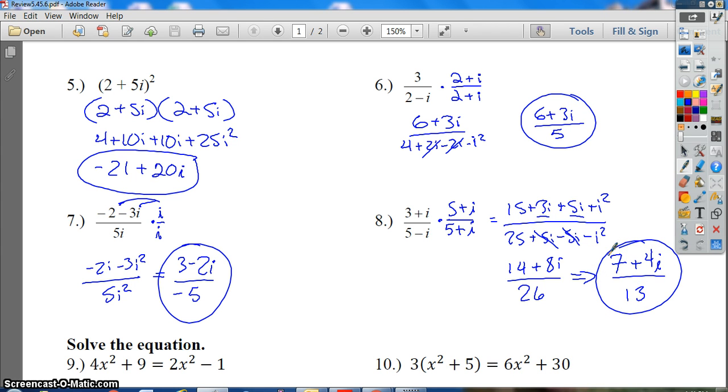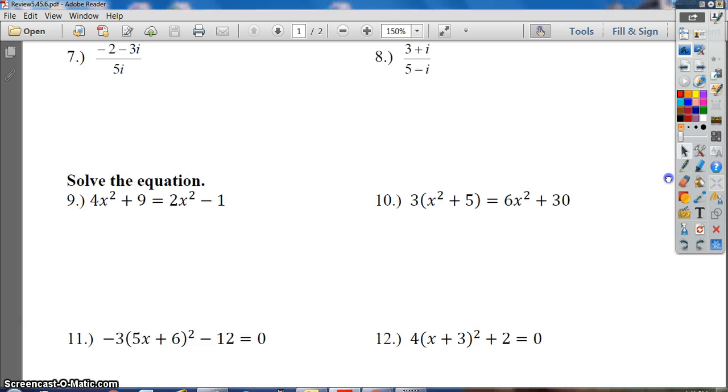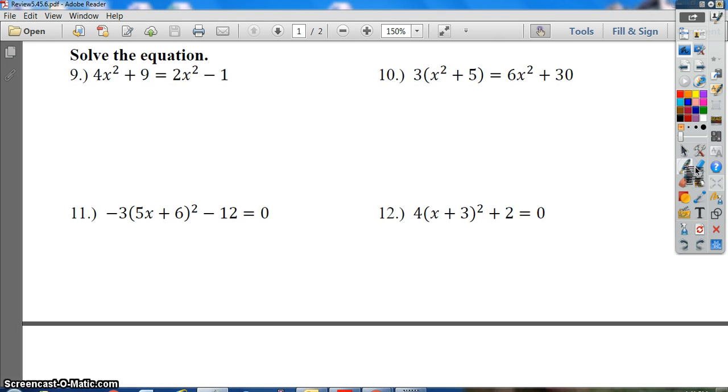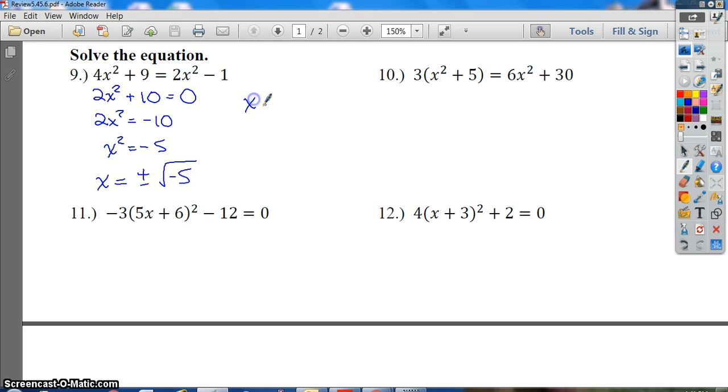Okay. Let's jump down to 9 through 12. There is no quadratic formula in the front, so I'm going to subtract 2x squared over. And then I'm going to add 1 to 9. Let's see here. Well, it looks like I'm just going to solve for x squared by getting the x squared by itself. So 2x squared equals negative 10. x squared equals negative 5. Square root of that would be that. But remember, I can break down the negative to be i root 5. There's number 9.